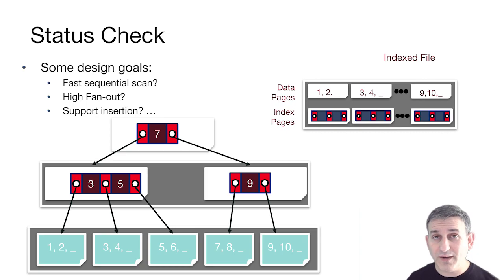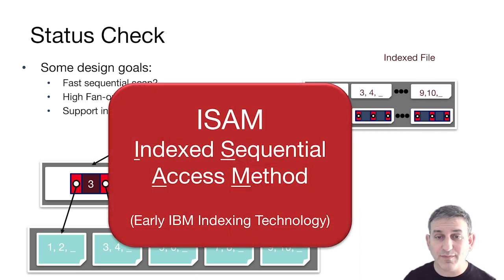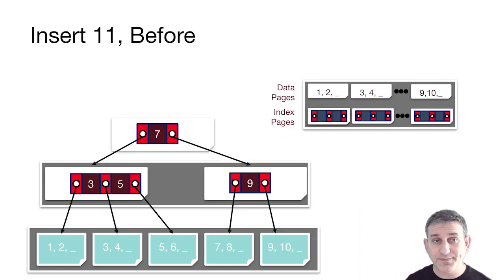I do want to point out before we go on that this data structure has a name. It's called an ISAM, or an Indexed Sequential Access Method, and it was invented at IBM in the 1960s.